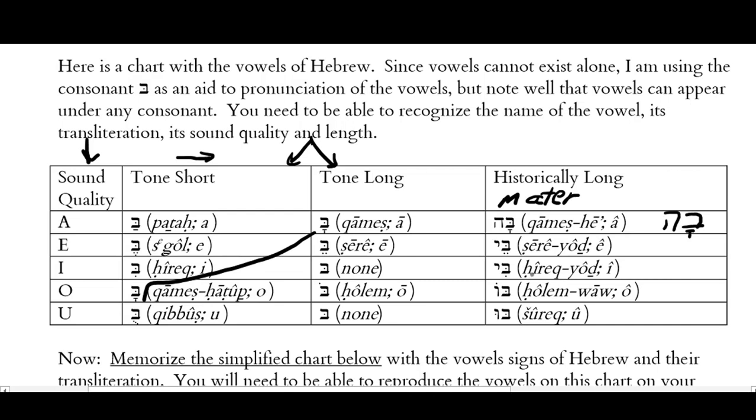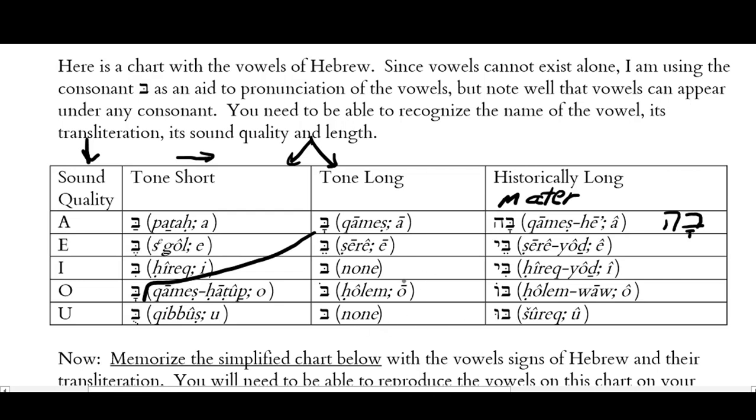The next one is the holum vav. This is, strangely enough, a holum with a vav below it. Very original. It makes a long O sound, represented in English transliteration as an O with the party hat, and it sounds like the tone long holum. It's O. So pronounce this bo on the tone long side, historically long, bo, same. You don't pronounce them any differently. It's just that this one happens to have the mater written with it.